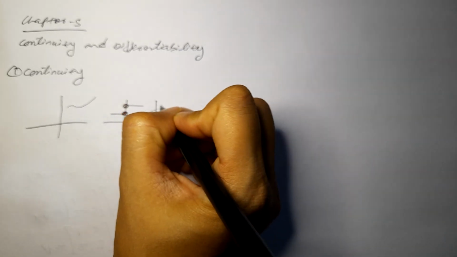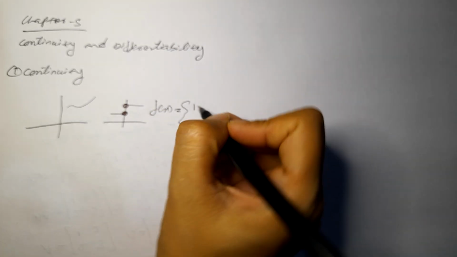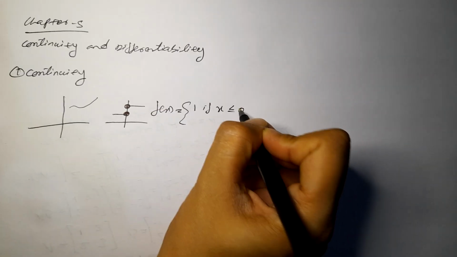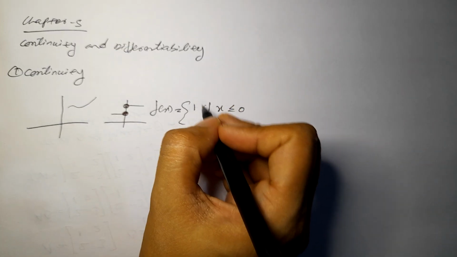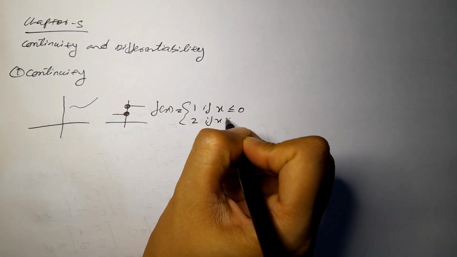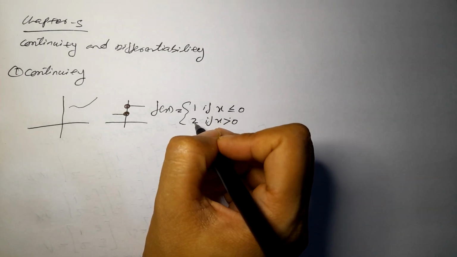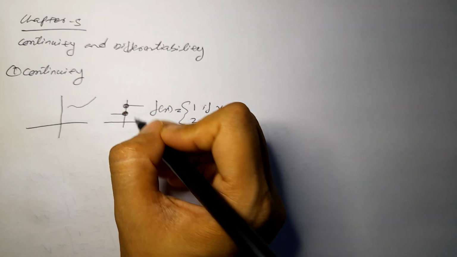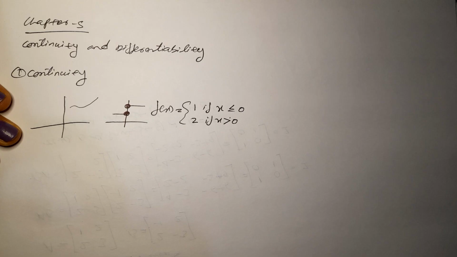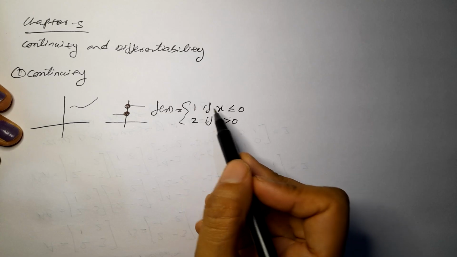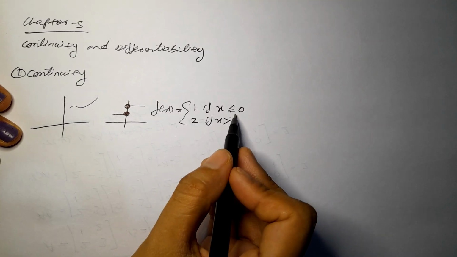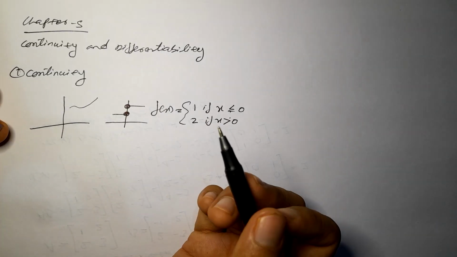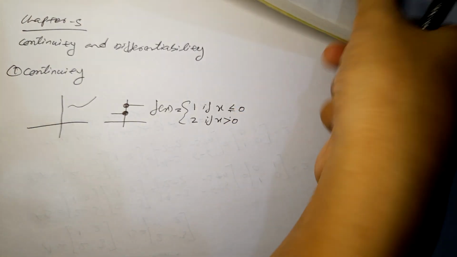Take a function f of x equal to 1 if x is less than or equal to 0, meaning for all values of x less than or equal to 0 it gives 1, and 2 if x is greater than 0, meaning whenever x is 1, 3, 4, 5, 6 it gives 2. So this is a discontinuous function.